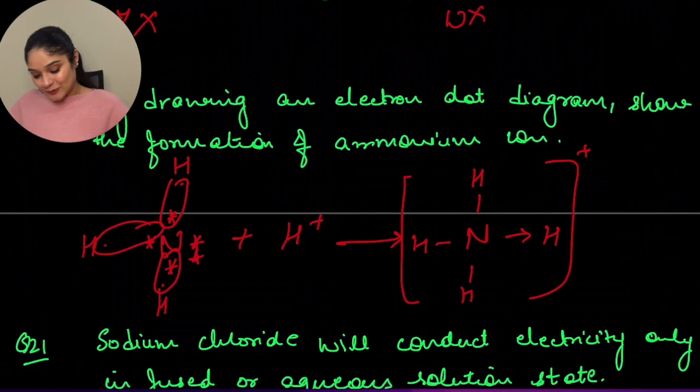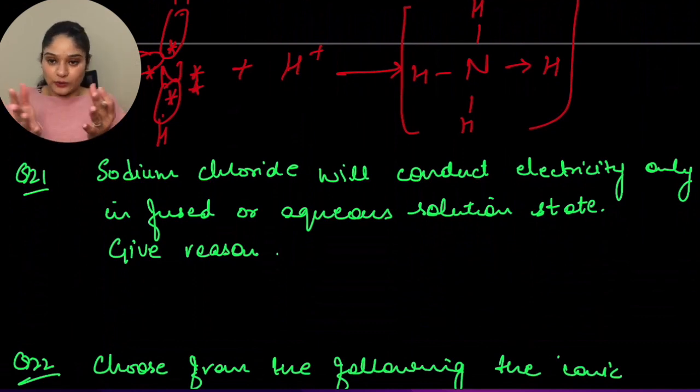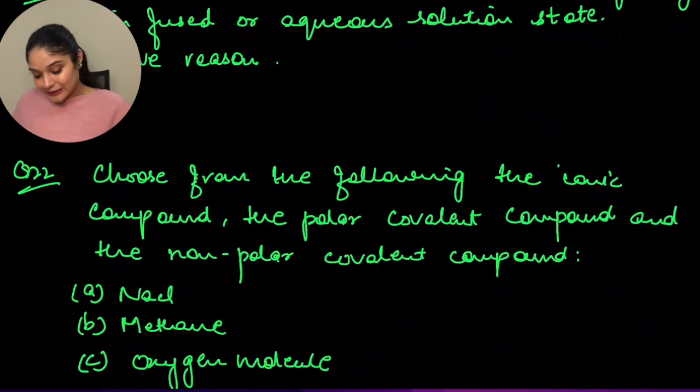So now let's move to the next one. Sodium chloride will conduct electricity only in fused or aqueous state. Give a reason. This is because when you have sodium chloride in fused or aqueous state, it breaks down into ions, dissociates into ions, and this dissociation and the presence of ions in the solution help in conduction of electricity. Whereas in a solid state you do not have any free ions which can conduct electricity. So that's the answer for this. Let's move to the next one.